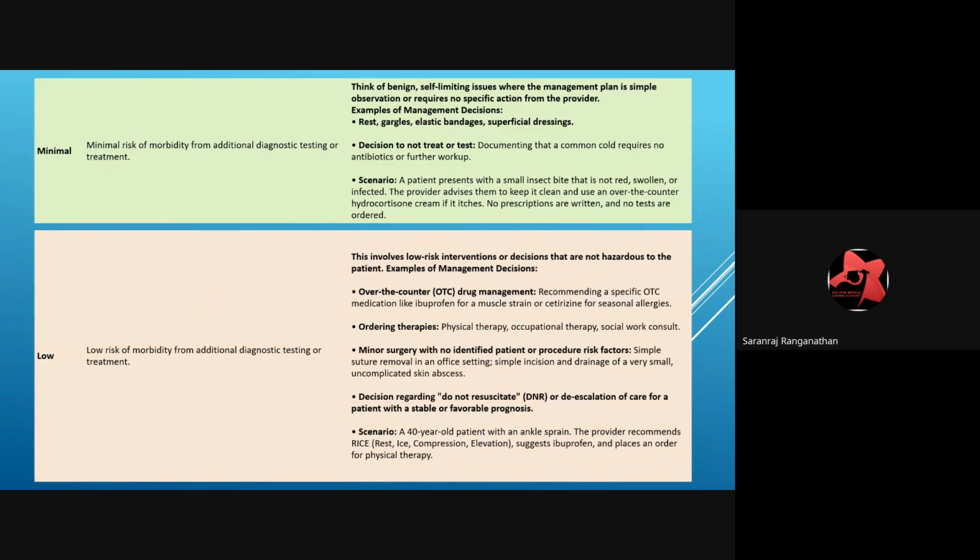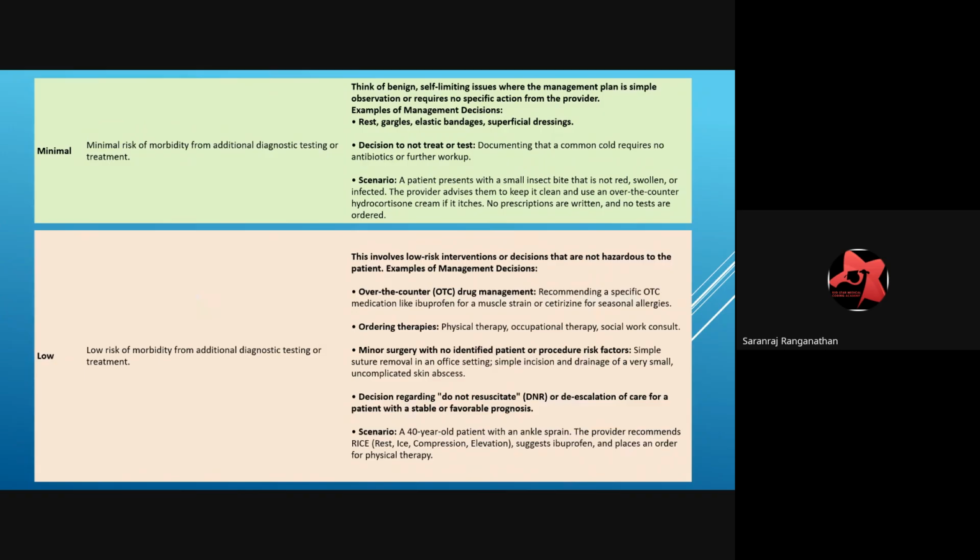Then the next one is low risk. In low risk, I may go for small over-the-counter drug management or other therapies or minor surgeries, without identifying the patient or procedure risk. Without identifying the patient or procedure risk means they do not know what problem the patient already has, whether it's a kidney failure patient, a heart attack patient, or a diabetes patient. Without knowing that, if I do the minor surgery, that also comes down to the low level. One example I provided: simple suture removal in the office setting, or simple incision and drainage of a very small uncomplicated skin abscess.